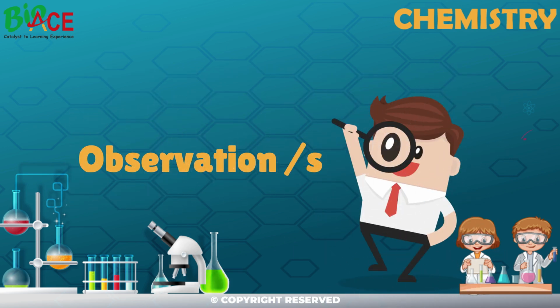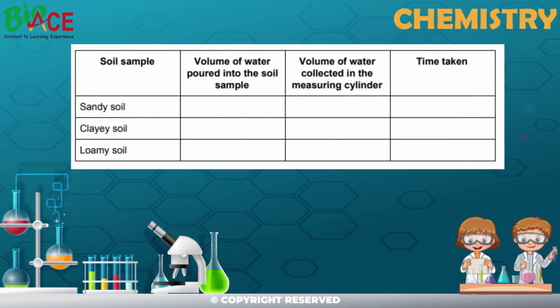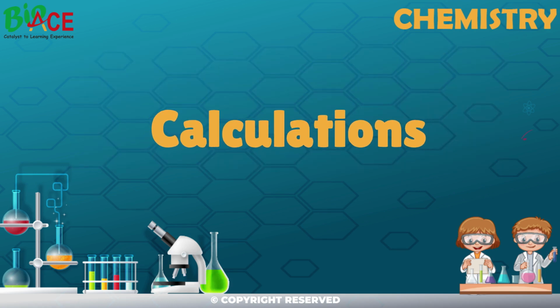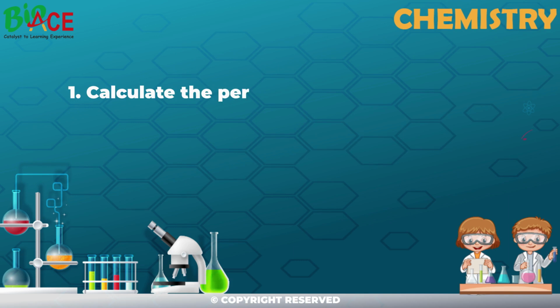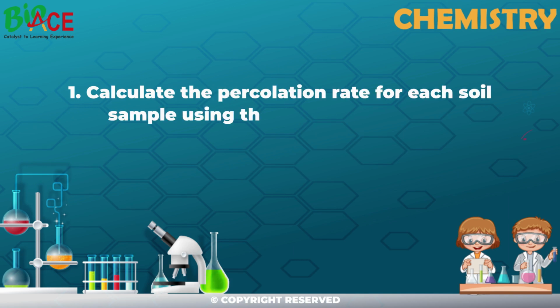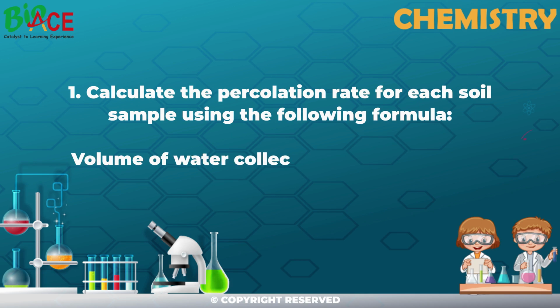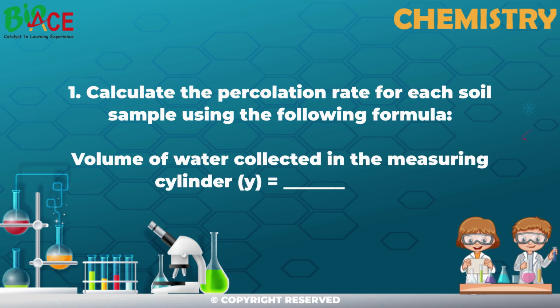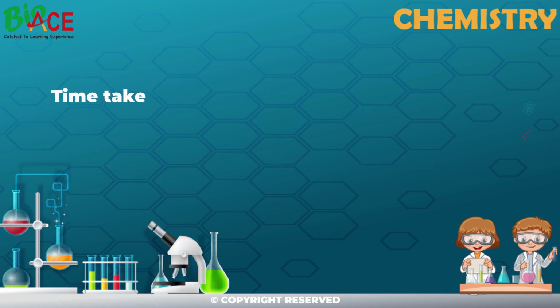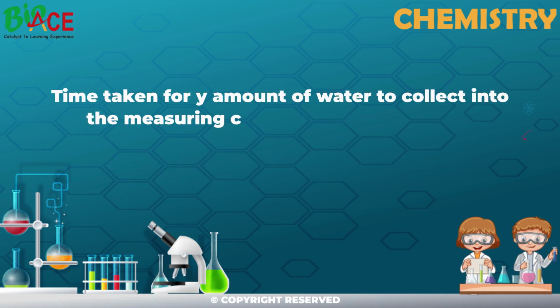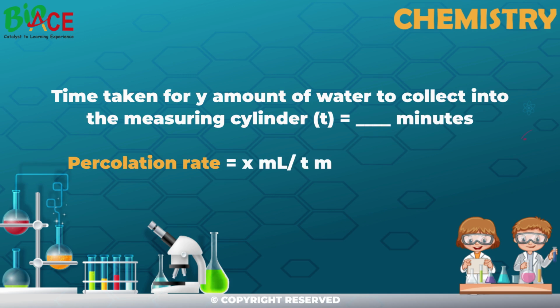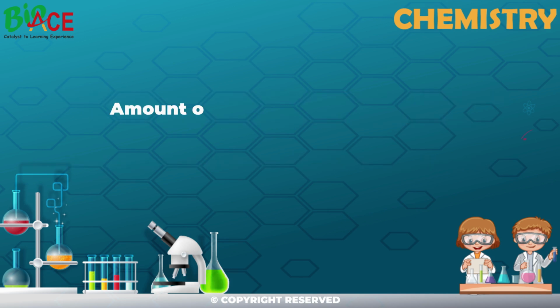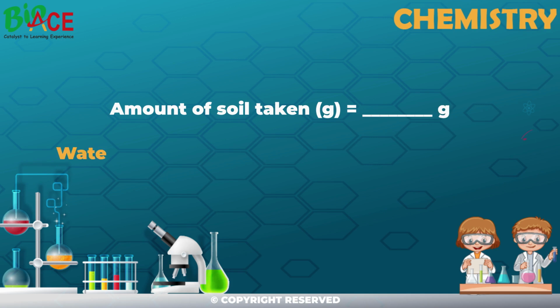Observation. Calculations. 1. Calculate the percolation rate for each soil sample using the following formula. Percolation rate equals volume of water collected in the measuring cylinder, divided by time taken for Y amount of water to collect into the measuring cylinder. Water holding capacity equals amount of soil taken, G.